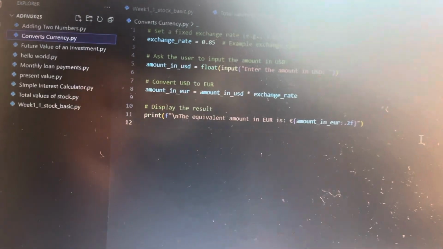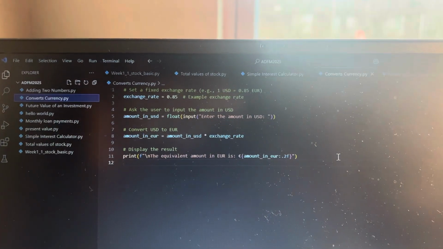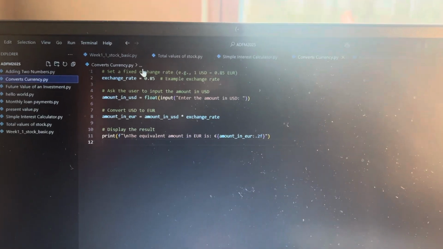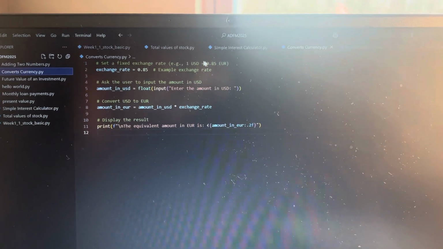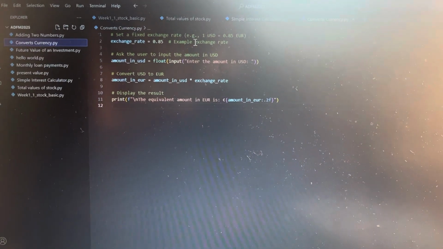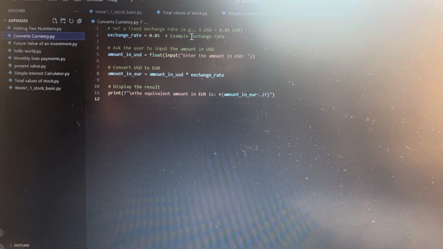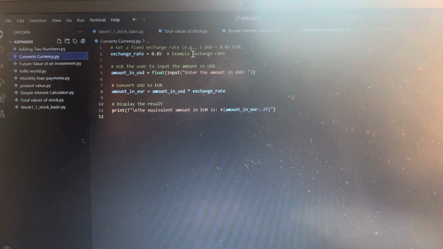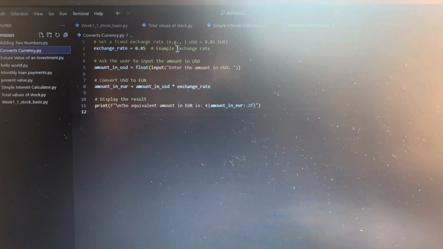Scroll up. So lines 1, 3, and 5 are comment lines that just tell you what is being calculated underneath. For line 1, it tells you what the fixed exchange rate is, which you see in line 2, where it just assigns the value of the exchange rate of USD to the European euro.